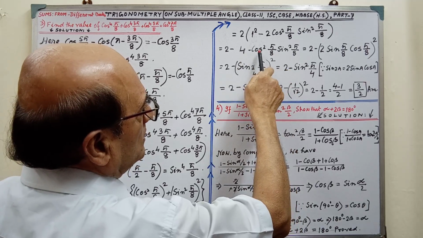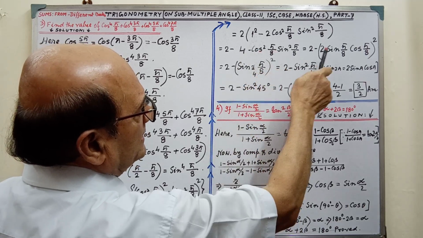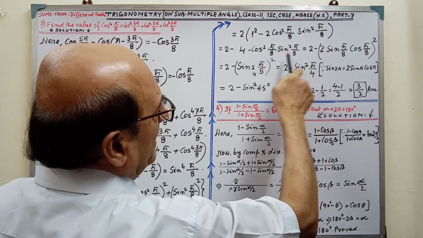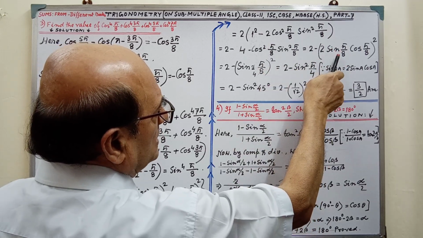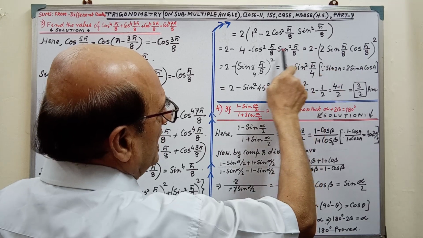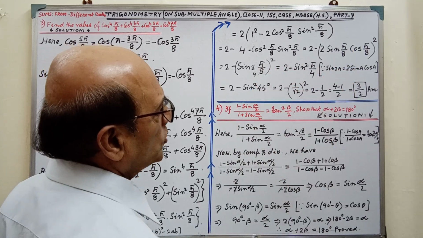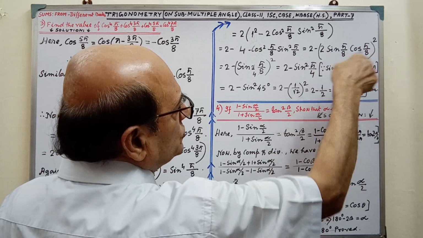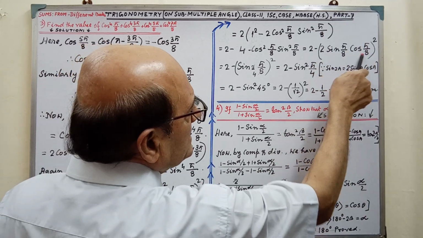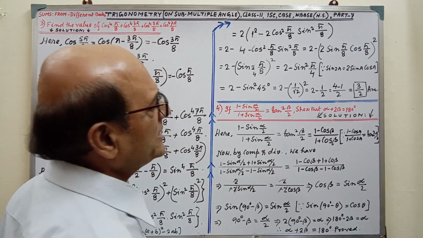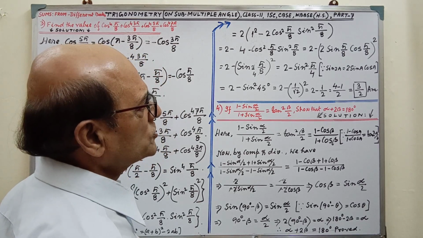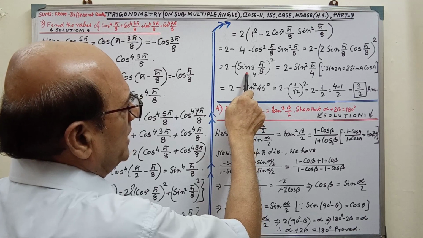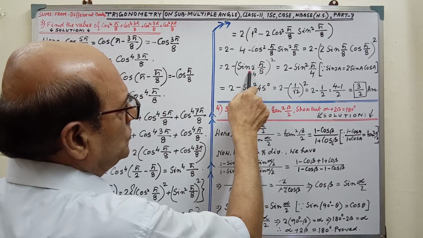And 4 sine square pi by 8 cos square pi by 8, that we may write 2, here is square, 2 sine pi by 8 into cos pi by 8 whole square, by arranging, we are taking sine first and then we are writing cos. Now we are getting, this is in the frame of formula, that is 2 sine theta into cos theta, that is sine 2 theta. By applying that formula we are getting this, that is sine 2 pi by 8.